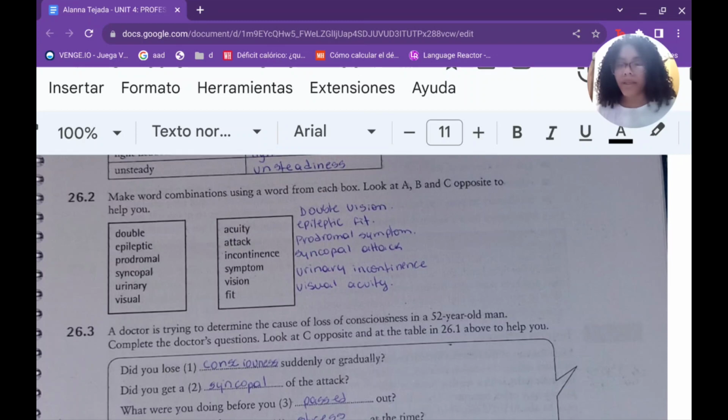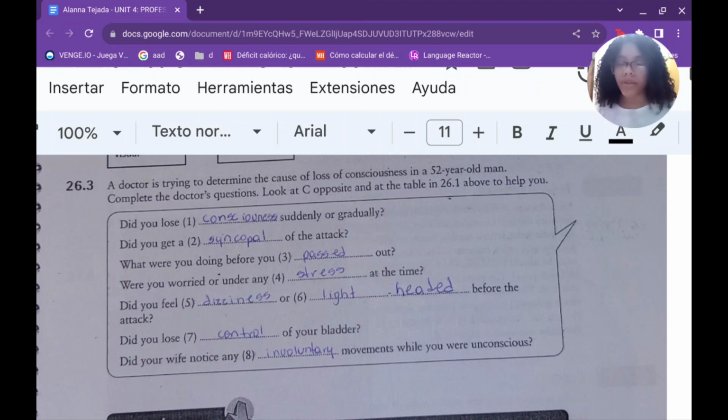26.2. Make word combinations using a word from each box. Look at A, B, and C opposite to help you. Double vision, epileptic fit, prodromal symptom, syncopal attack, urinary incontinence, visual acuity.